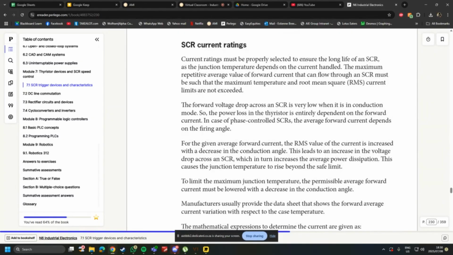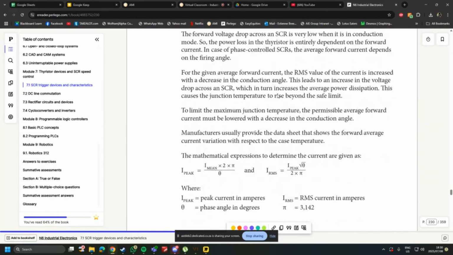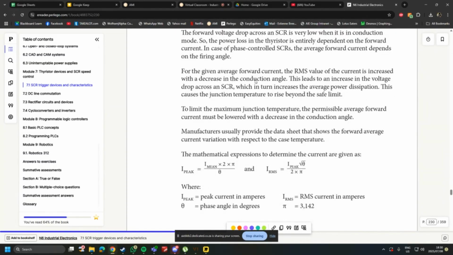As you guys can see, it's basically temperature dictating the amount of current that can flow through the SCR. Also, if you switch an SCR on and off the whole time, that's also going to give you temperature rise, and the rate at which your current changes is going to influence that as well.